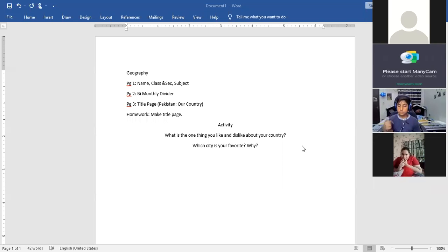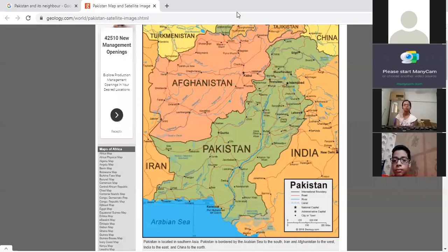Got two questions in this activity. The first one, as I said, is what is the one thing that you like and dislike about your country? And the second one being, which city is your favorite and why? So I'm giving all of you 2 minutes to think about it, and then so this is our country.